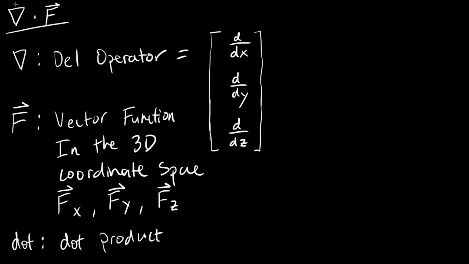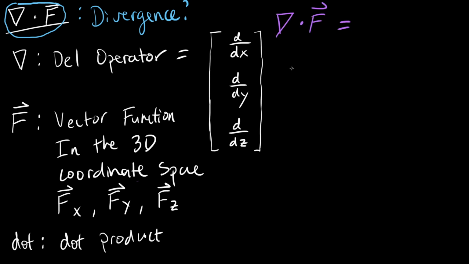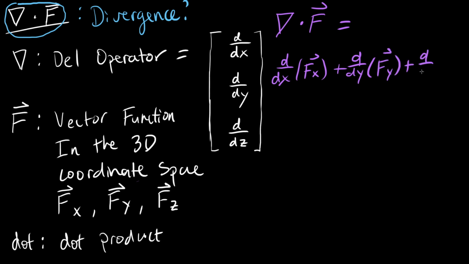Okay, so why is it that this combination leads to divergence? This could be illustrated if we just write it out. So we'll just take the dot product of the del operator with the vector function, and we'll assume that these are the values that were given. This will be equal to d dx times f of x plus d dy times f of y, and then the same thing will be for z.